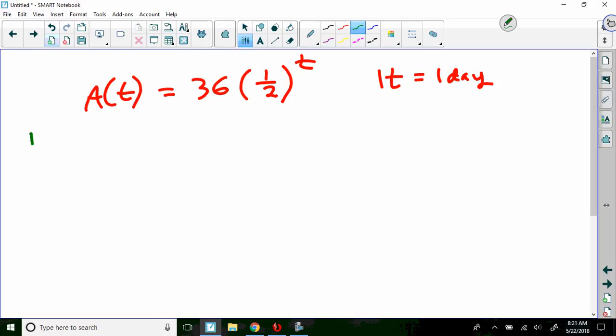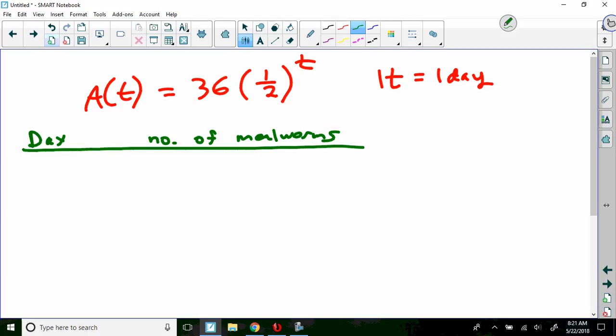So let's think about something. On day 1, the number of mealworms we have. Actually, on day 0, I should say. Dang it. And on day, actually, well, let's do this. Let's do a table. Day, number of mealworms. So the 0th day, the 1st day, the 2nd day, the 3rd day, the 4th day.